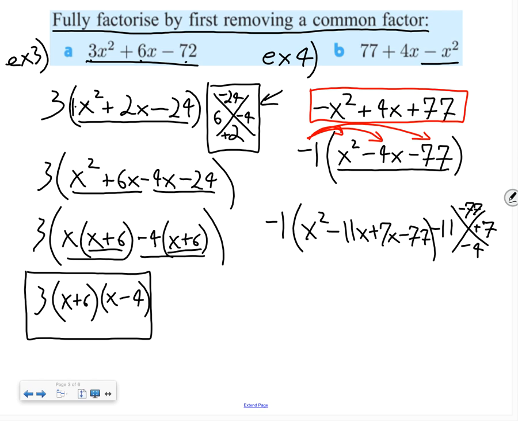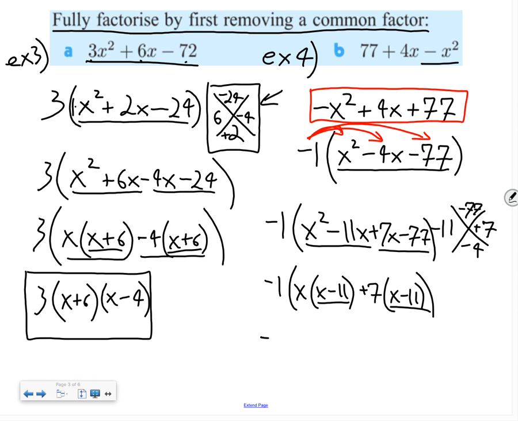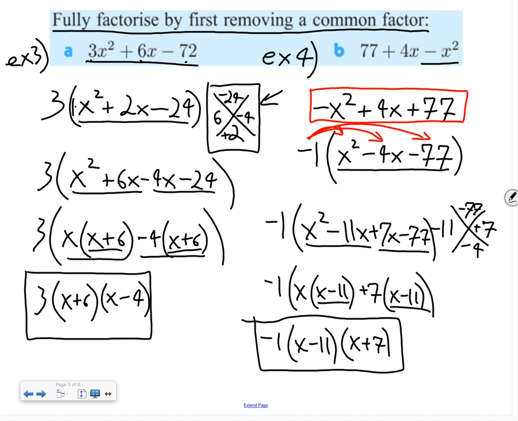Okay, now that I've rewritten the terms, look at my first two terms, factor out what I can. Factor out what I can here. What I recognize is good, that this is the same as this, so I factor that out. And then I have x plus 7. And now that is fully factorized.